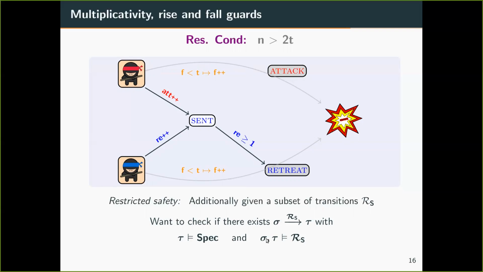And the second restriction is that we want the configurations sigma and tau to satisfy all the guards in all the transitions of RS. So for instance, in this case, we want the configurations sigma and tau to satisfy the guard f less than t and also the guard re bigger than or equal to 1. Notice that these two are what set apart the restricted safety problem from the safety problem. And our main contribution is a polynomial time algorithm for deciding the restricted safety problem. And later on, we'll see how this translates to an FPT algorithm for the safety problem.